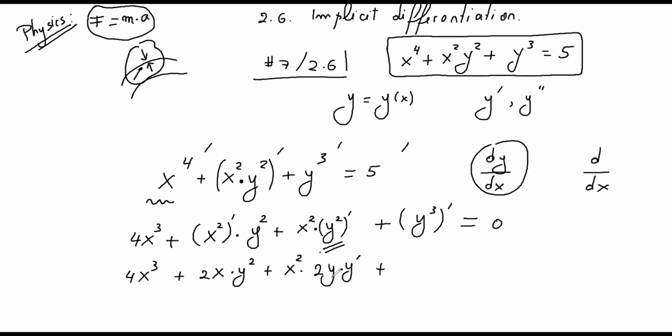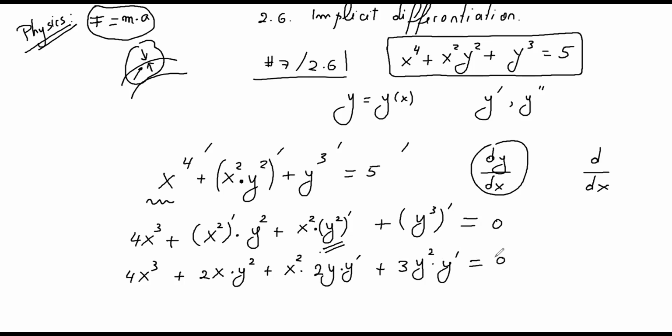All right? And if you understood the explanation here, then this will be a piece of cake. y cubed prime is 3y squared, and it's not just 3y squared, but rather, by the chain rule, 3y squared y prime. And that's going to be equal to 0.